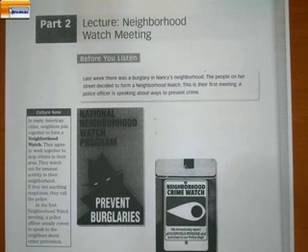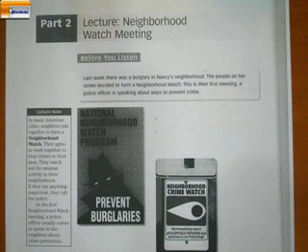And we read here, last week there was a burglary in Nancy's neighborhood. Very important word for us. We'll discuss it in a few moments. The people on the street decided to form a neighborhood watch. This is their first meeting. A police officer is speaking. And that's what you listened to, what I recorded for you last time, and I hope you listened to.